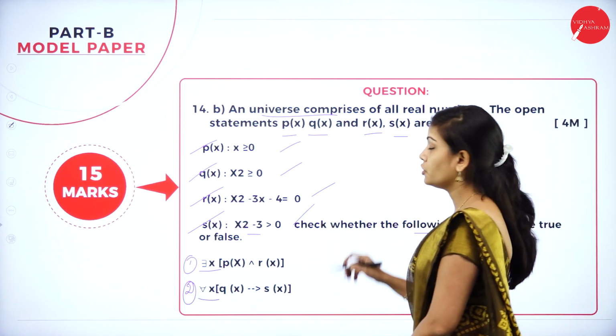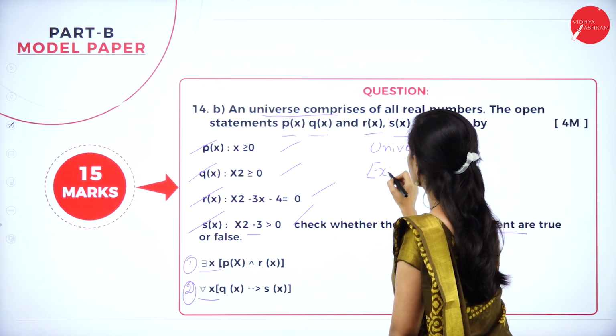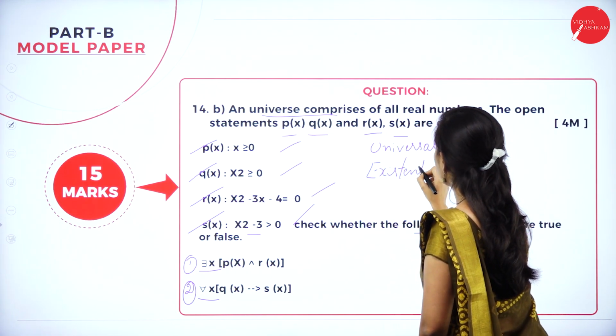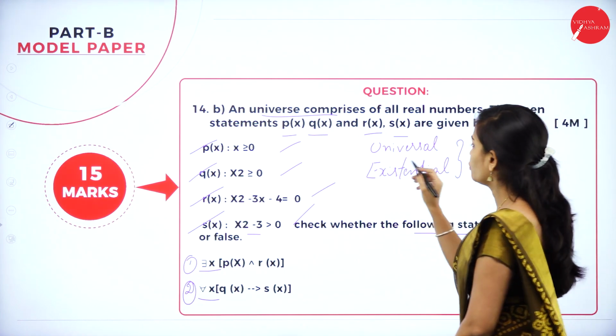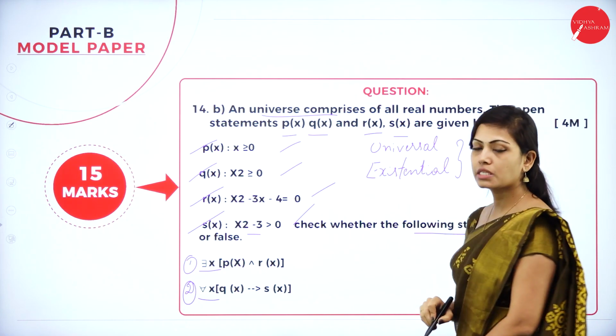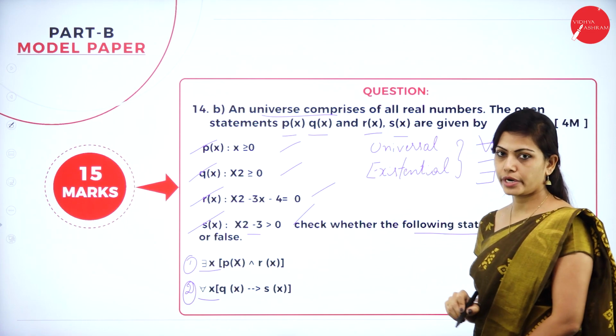In quantifier, you have universal quantifier and existential quantifier. Two types of quantifiers. So universal quantifier means the symbol is for all, and this is for existential quantifier.